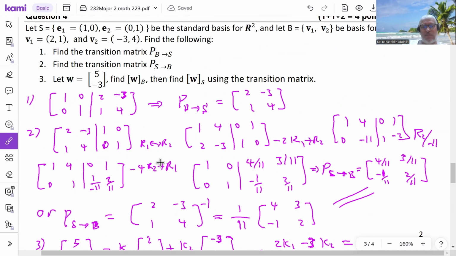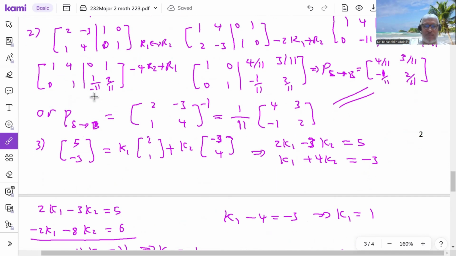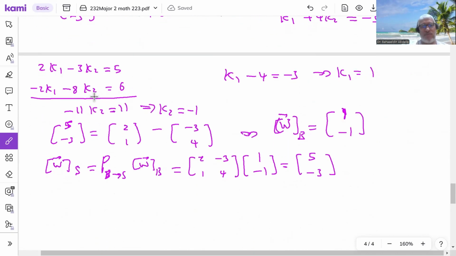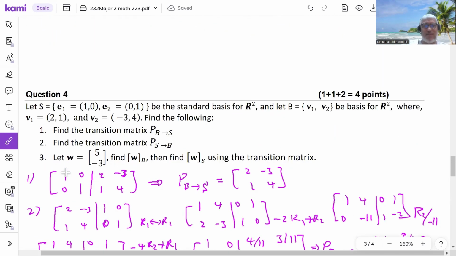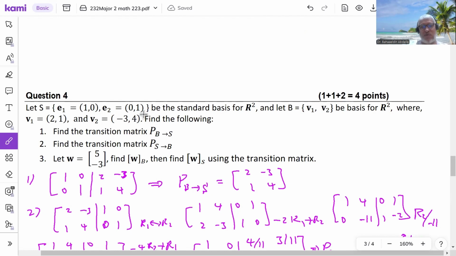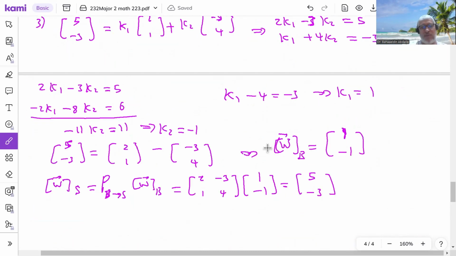And you will notice that WS is W itself. Can you tell why? Because S is the standard basis for R2. So if you want to write 5 and negative 3 as a linear combination of E1 and E2, it would be 5E1 minus 3E2. So WS would be 5 and negative 3. And this proves that my solution is correct because WS should be equal to 5 and negative 3.